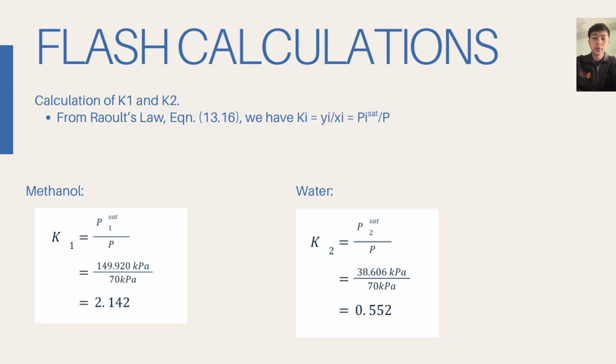Next, for part calculation of K1 and K2 from Raoult's law, equation 13.16, we have K equal to y over x equal to P sat over P. So from that, we got K1 for methanol is 2 and K2 for water is 0.552.